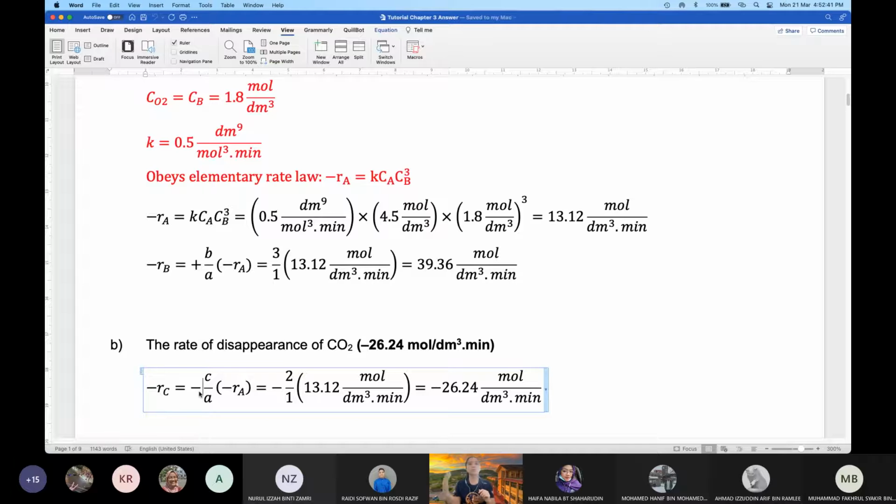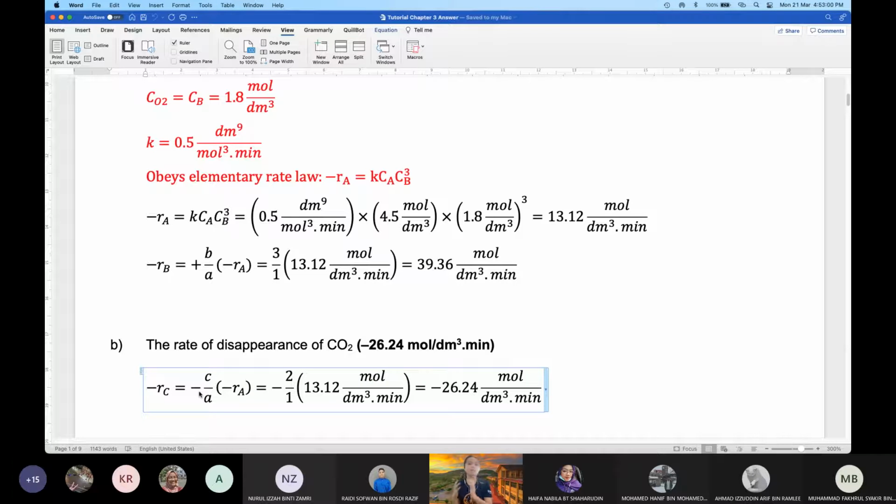So, nombor tu boleh jadi positif dan negatif bergantung kepada apa yang kamu nak cari dan apa peranan that species in the reaction. So, in this case, I want to find how much CO2 disappear. But in the reaction, CO2 doesn't disappear. CO2 is formed because CO2 is a product. They don't agree. That's why the number will have a negative.